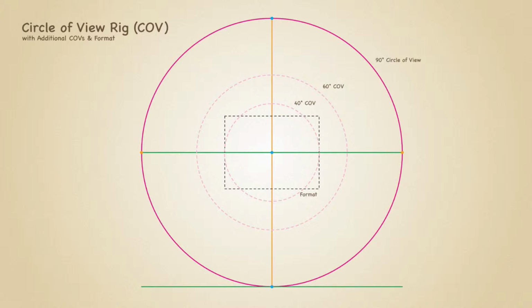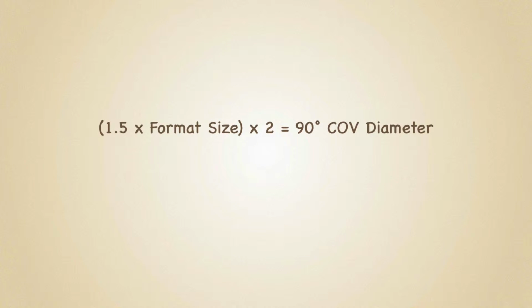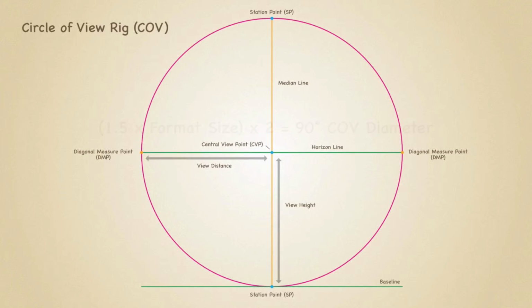In the previous lesson, I chose to create a COV based on this formula. 1.5 times the format size times 2 is equal to the 90-degree circle of view diameter. The first part of this equation determines my view distance, one of many factors working together that will allow me to measure depth accurately in my drawing. The view distance is represented by the horizontal radius on the COV rig.